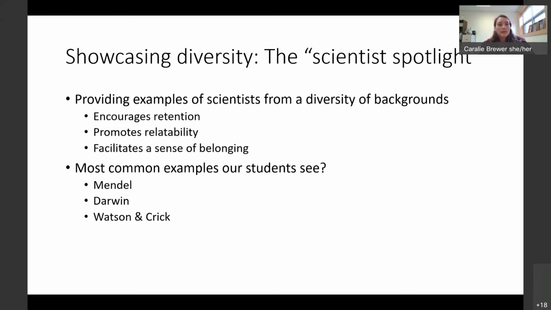And there's evidence that these increase retention and really facilitate a sense of belonging. And I think these are really important because in Biology 1001 and 1002, a lot of the examples that our students see are these old white men like Gregor Mendel, Charles Darwin, and Watson and Crick, where this isn't necessarily representative of all the scientists who have done such great work in our daily life. Okay, next slide.